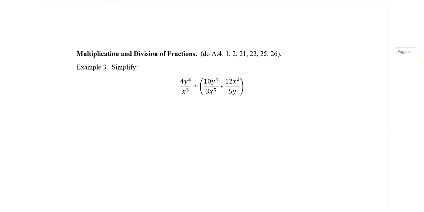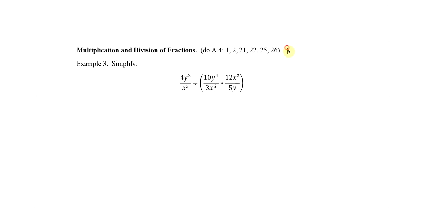So multiplication and division of fractions, right? And again, once I do these examples, you should be able to do 1, 2, 21, 22, 25, and 26 in section A4. Okay, so how do we do this? Well, multiplication of fractions, you just multiply across, right? So, as always, when dealing with parentheses, you do the stuff inside the parentheses first.